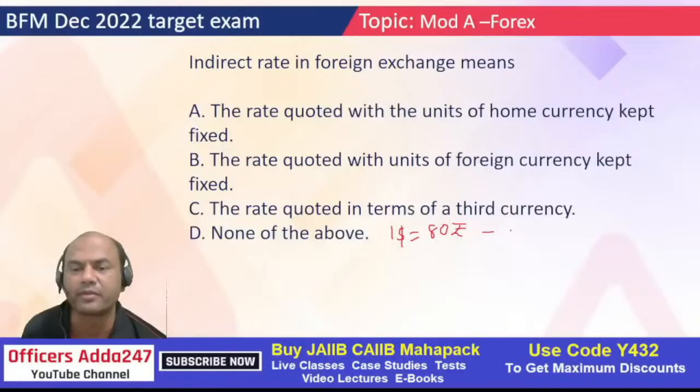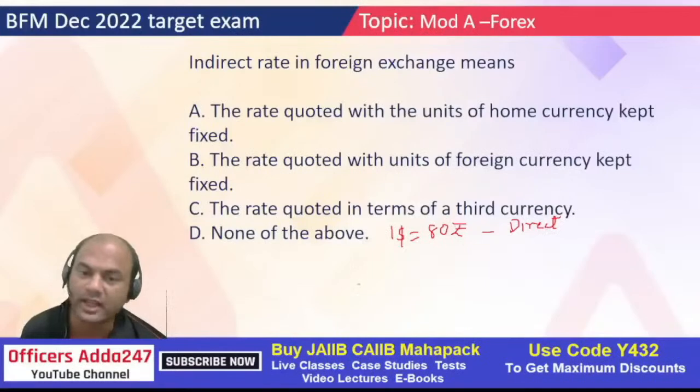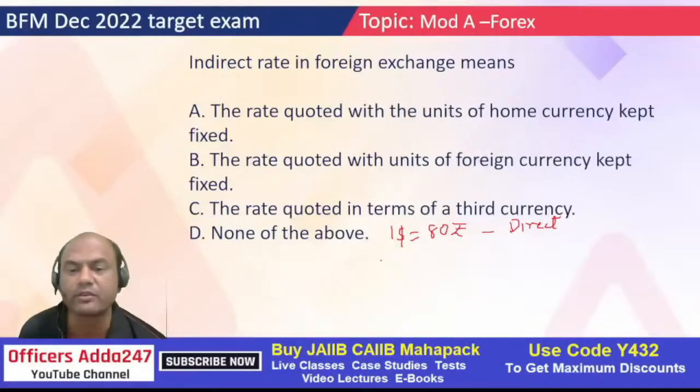Everyone type fast in the comment section. It's direct, right? When the dollar is constant, remember this. When the foreign currency is constant and the local currency is fluctuating, then it's a direct rate. What is indirect? The reverse way. Suppose I say 1 rupee equals something in dollars, 1 upon 80, whatever the figure might be, this much dollars, then it is called an indirect rate.